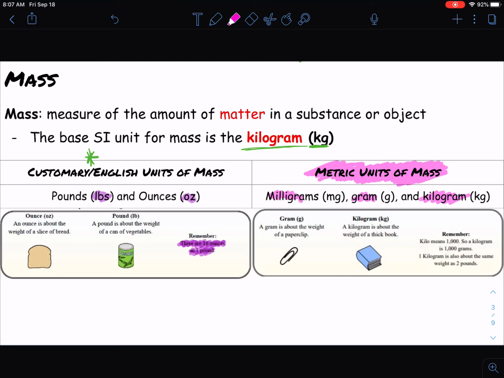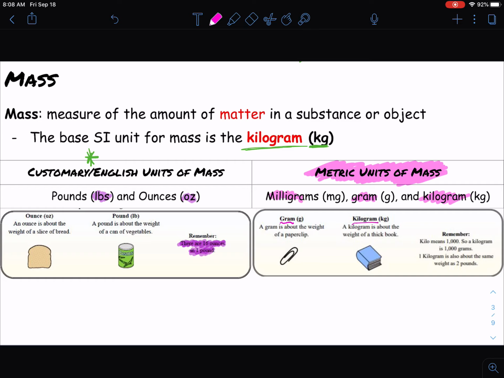Now, the weird thing is that down below, you see gram and kilogram. The gram is about the weight of a paperclip, so it's really not much. A gram is very tiny. A kilogram is about the weight of a thick book. Think of a math textbook, that might be a kilogram, maybe a little over a kilogram. If you pick up a textbook here in class or in any of your classes, that would be about a kilogram. Think of it that way.